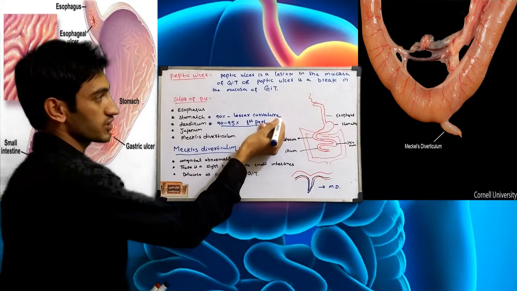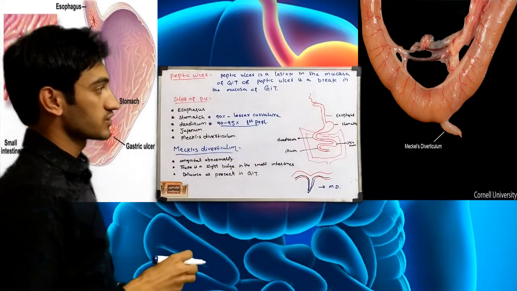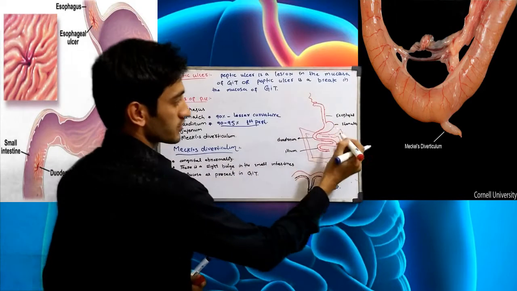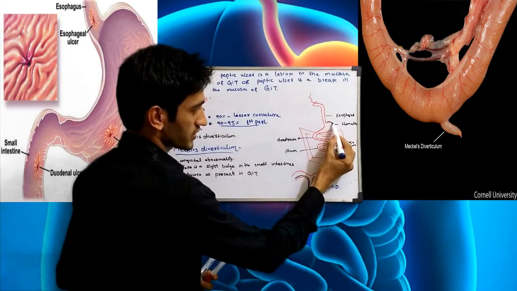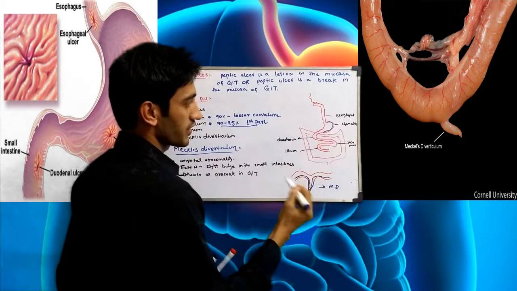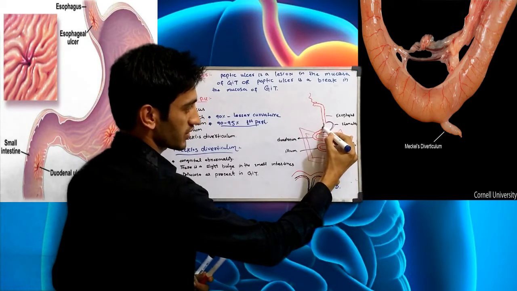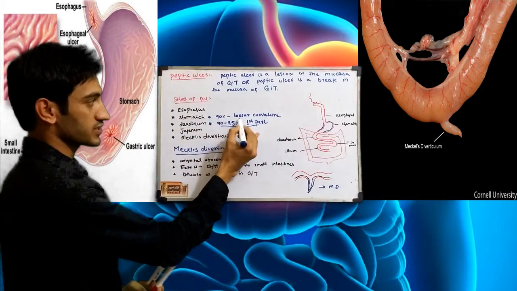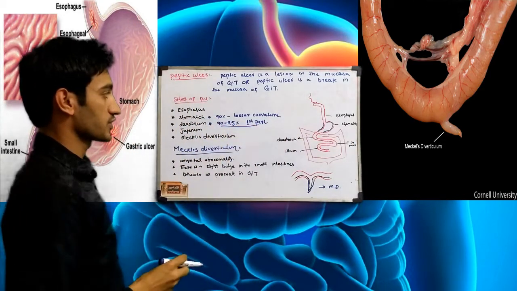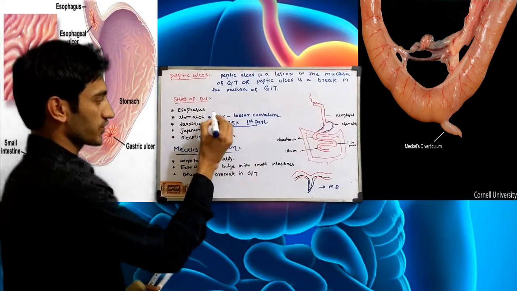What is lesser curvature? What is greater curvature? This curvature of the stomach is called greater curvature, and this curvature is called lesser curvature. So 90% of stomach ulcers occur in the lesser curvature.